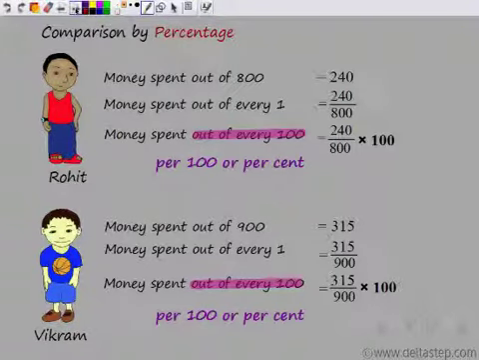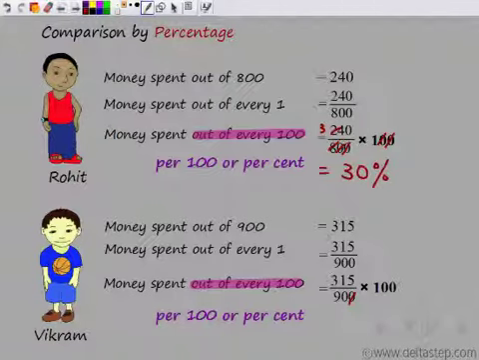So what do you get here? Now you can simplify this. 8 threes are 24, so this gives me 30. Percentage. So for percentage, we have this symbol. So this is 30%. Per 100, 30 he is spending. Money spent per 100 is just 30. So 30%, which means 30 out of 100. Similarly, I can find here also.